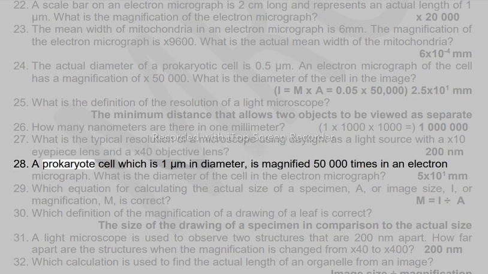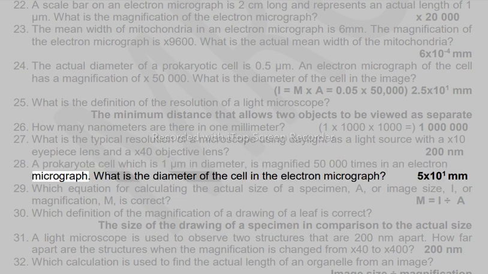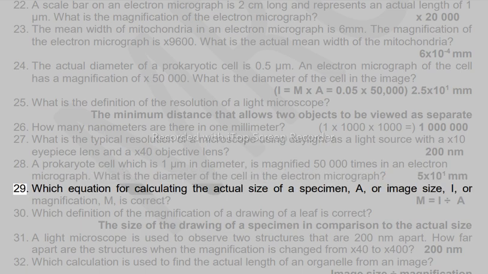28. A prokaryote cell, which is 1 micrometer in diameter, is magnified 50,000 times in an electron micrograph. What is the diameter of the cell in the electron micrograph? 5 × 10¹ millimeters.